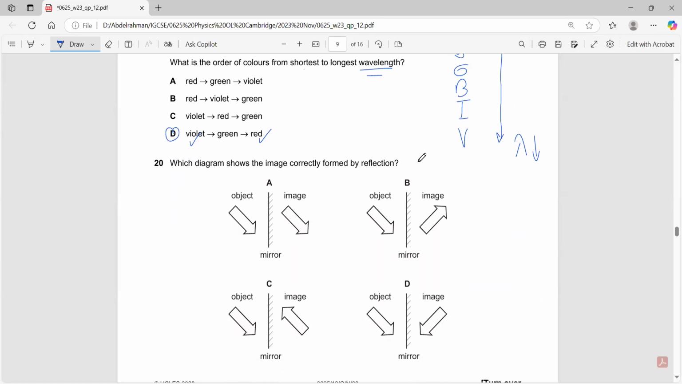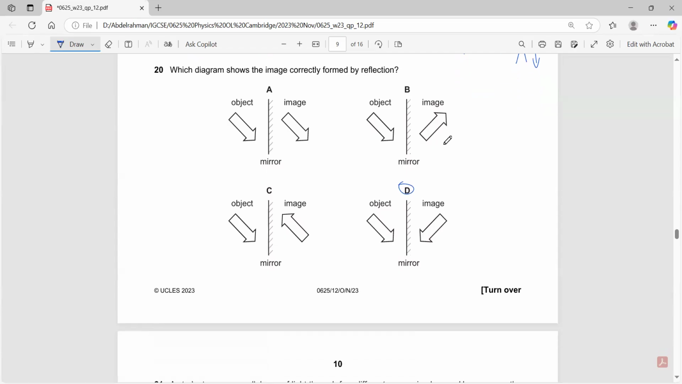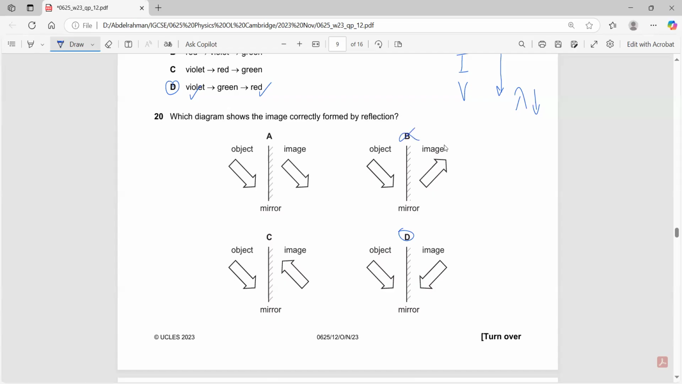Which diagram shows the image correctly formed by reflection? If you have an object on the left hand side, how will the image appear on the right hand side? It will be laterally inverted. So it would be D. Lateral inversion, left to right. B and C are wrong. Why are B and C wrong? Because the image isn't inverted up and down. This is not a vertical inversion. It's only a lateral inversion.